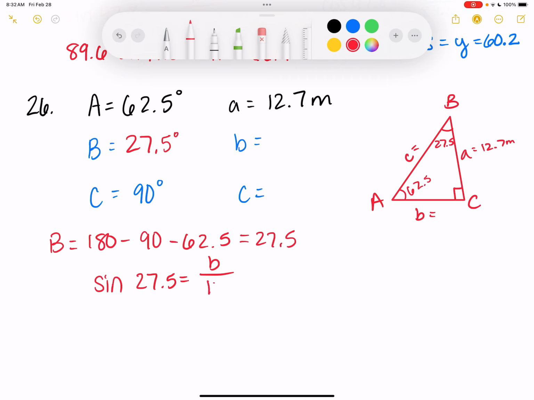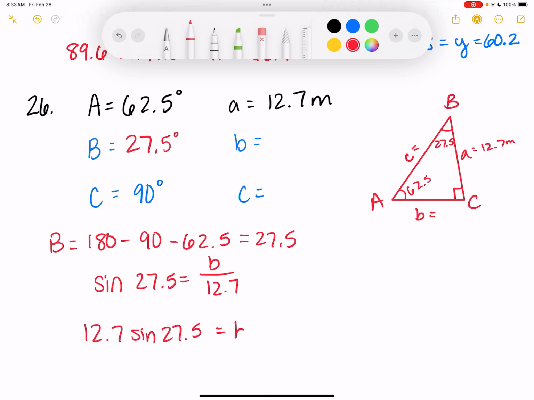Now, if you had chosen angle A, we would have had to do some manipulation because it would have been 12.7 over B, and so then we would have had to move some things around and flip it, and so it would have been a little bit more math involved if you had done that. So choosing this one makes it a little bit easier. Again, the other one would have worked. You would have had to do a little bit more math to it. So this would be 12.7 times the tangent of 27.5 equals B.